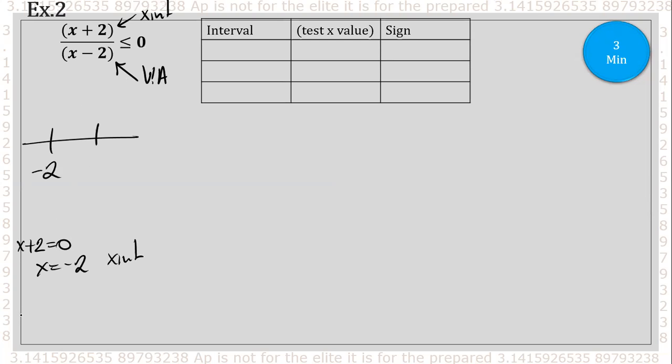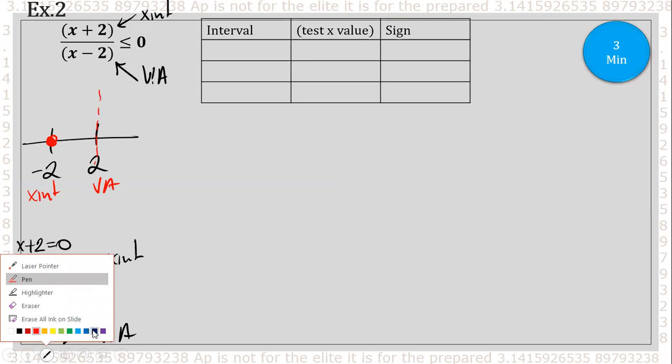Okay, the next one says x minus 2 equals 0, so x equals 2 is a vertical asymptote, so x equals 2. Let me go ahead and label this before I forget. So x-intercept at -2, so I'm going to give it a solid dot. That means my x equals 2 was my vertical asymptote, so I'm going to give it a little vertical asymptote in my number line. And I'm going to go ahead and try to find test values.